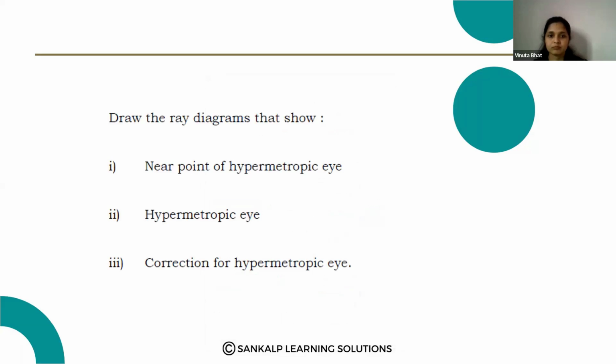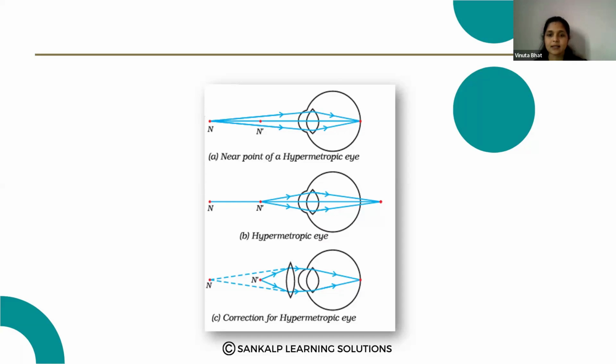Next one. So this is also the same question. Draw the ray diagrams that show the near point of hypermetropic eye, the second one hypermetropic eye, and the third one correction for hypermetropic eye. So these all three are the same here. So this is the answer.